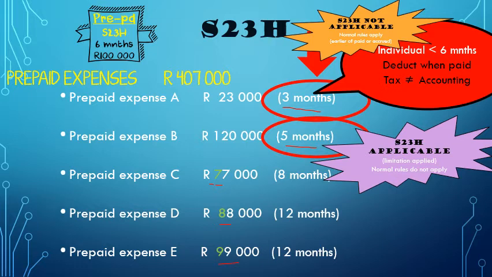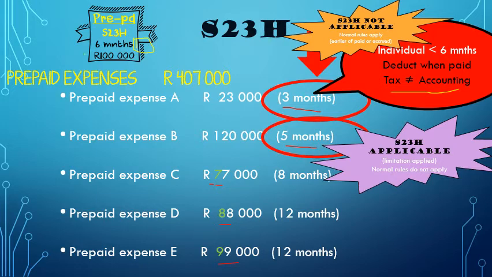So here we will have to make an adjustment in our current tax calculation because the tax and the accounting rules are not the same. Now, if we go to the rest of our prepaid expenses, so that was our first requirement, the 6 months. Here at the top, you'll see that's our first requirement.